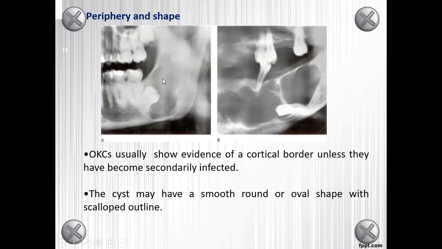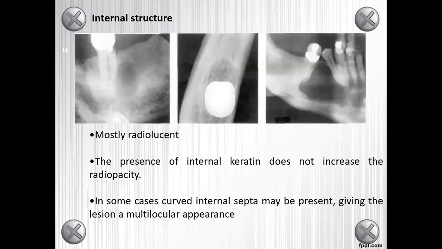This is the cortical border. They may have a round or oval shape, and can be associated with erupting teeth also. The cyst may have a smooth, round or oval shape with a scalloped outline, and mostly it is radiolucent.